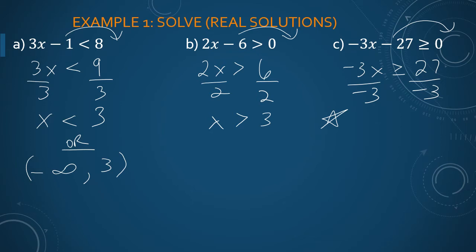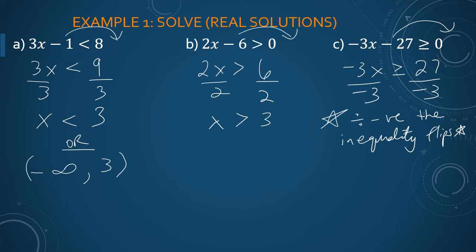We did this during the absolute value note. I mentioned it. Whenever you divide by a negative, the inequality flips. I'm just going to put that reminder there. When you divide by a negative, the inequality flips. Only when you divide by negative or multiply by negative.